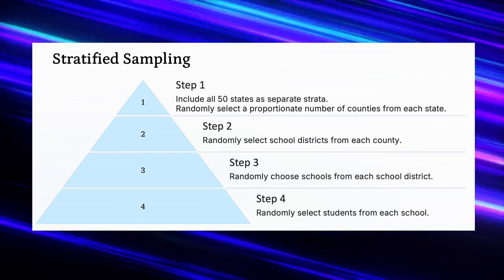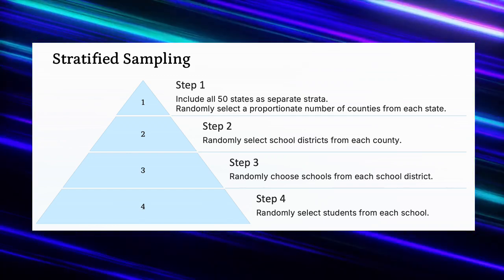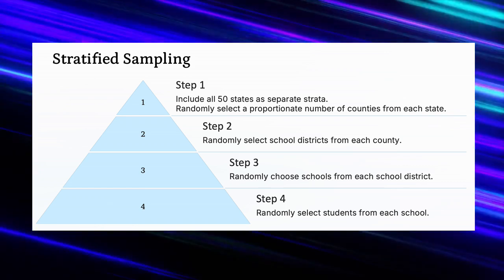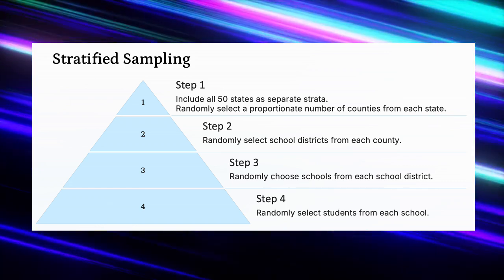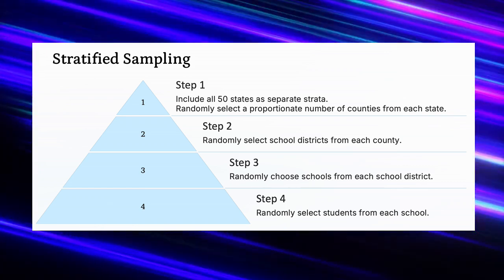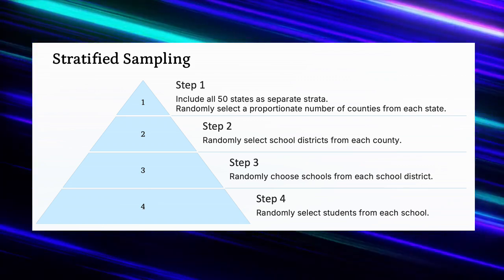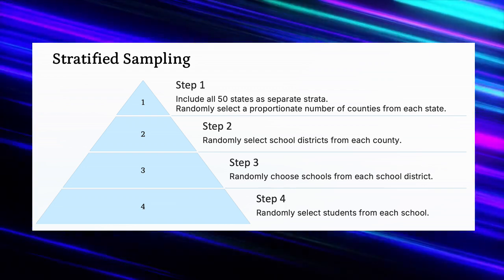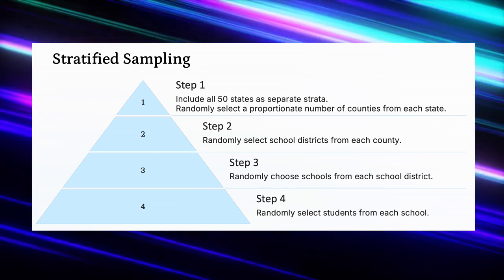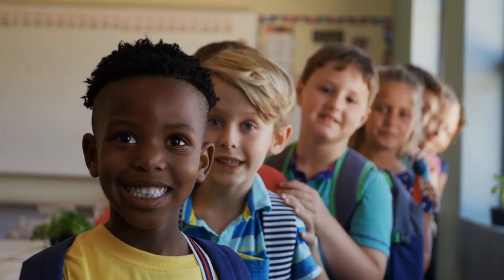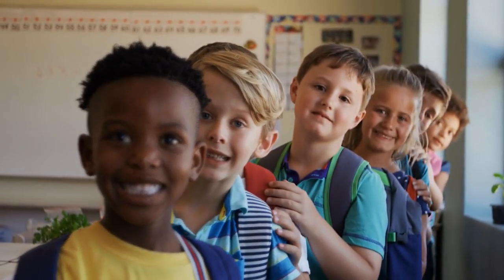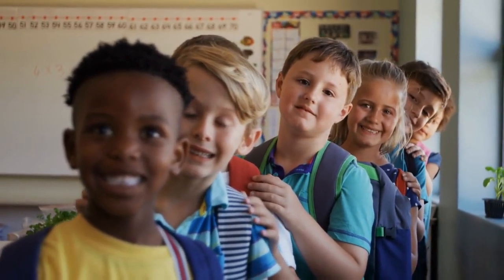For example, first, include all 50 states as separate strata. Next, randomly select a proportionate number of counties from each state. Afterwards, randomly select school districts from each county. Subsequently, randomly choose schools from each district. At the end, randomly select students in each school. This method ensures representation from all strata, which is especially useful when specific subgroups need to be studied.